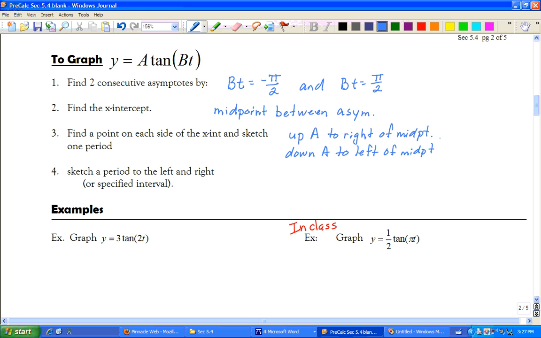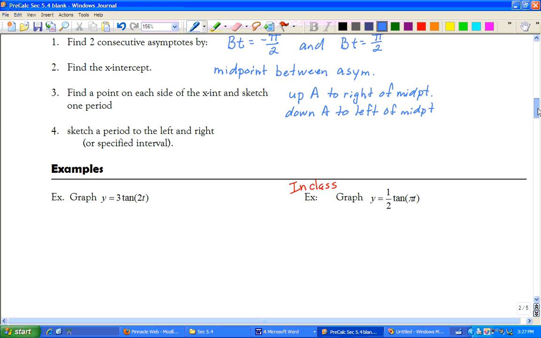And the up and down are telling us that we're going to get an increasing graph, which a tangent graph is. And then we just sketch in a period to the right and the left, or if there's a specified interval, then you're going to fill in the interval that it asks for. So you just repeat the same graph over and over again to the right and to the left, or that interval. So here's our example.